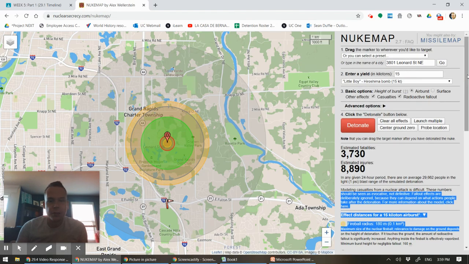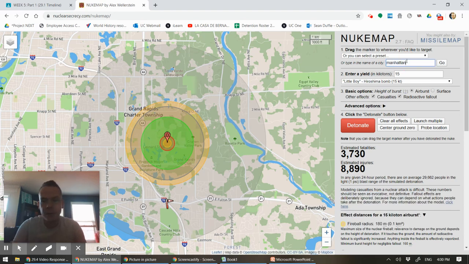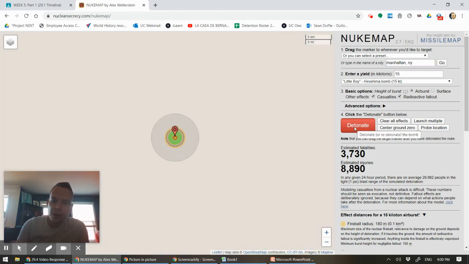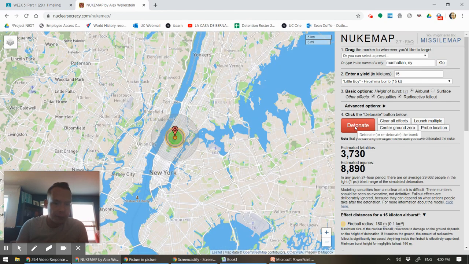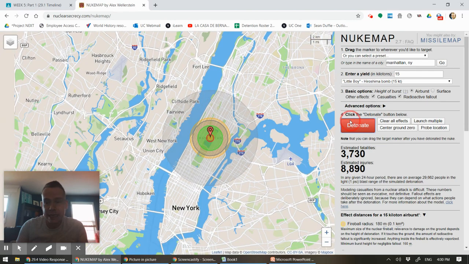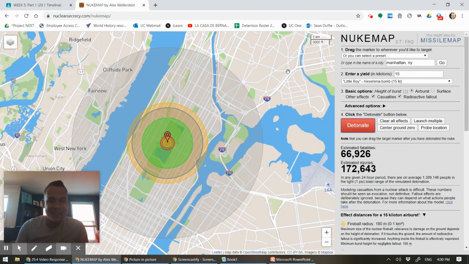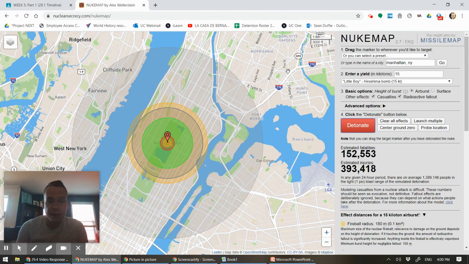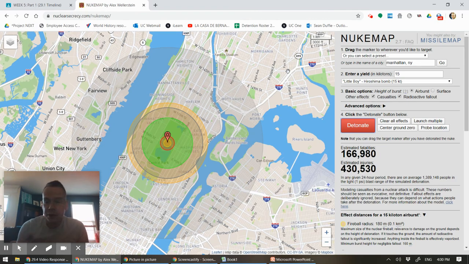Let's simulate this over a larger city. Let's simulate Little Boy over New York City. So let's go to Manhattan, New York. If you detonate the bomb over Manhattan, and if you've ever been to Manhattan in New York, you know the scope of this. We can see Central Park kind of hanging out right in the center of that. If we hit detonate, we can see what that would look like in today's number of fatalities based on the density of the population. Note over here that 166,000 people would not survive, and another 430,000, most of them in that outer ring, are going to be seriously injured.